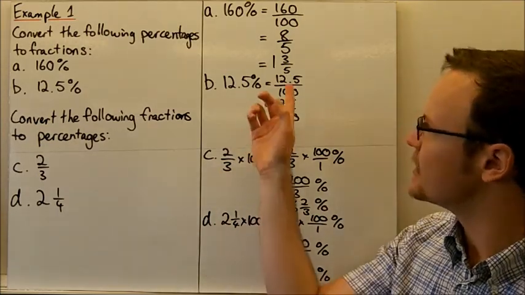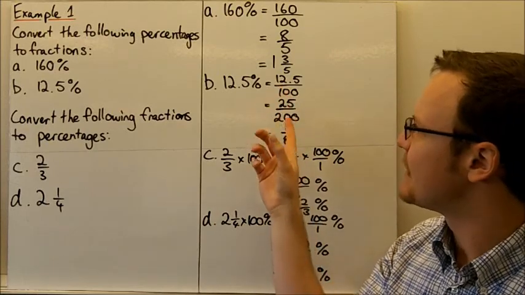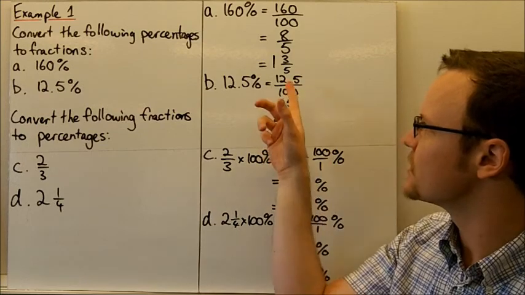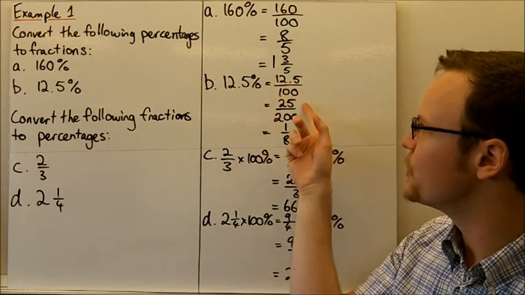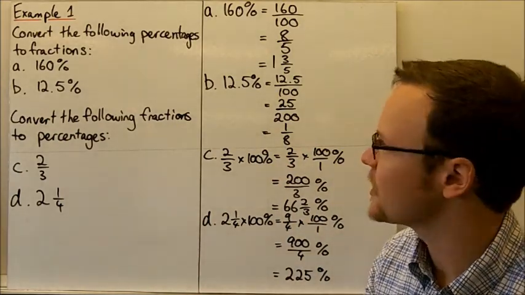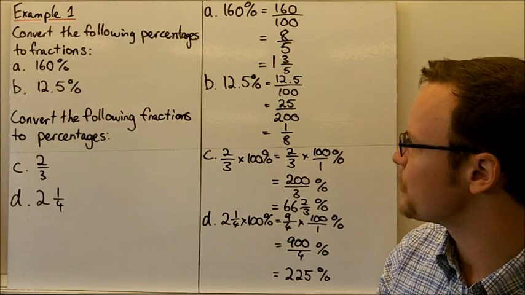12.5% is 12.5 over 100. Now we need to try and get rid of that decimal and simplify it down. So we can multiply the top and the bottom by 2 and get 25 over 200, and that simplifies to 1/8. So that's going back the other way from converting the fraction to a percentage that we did before.